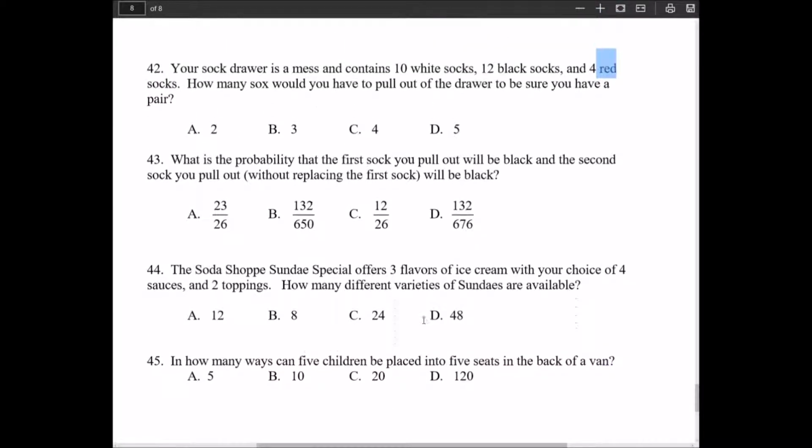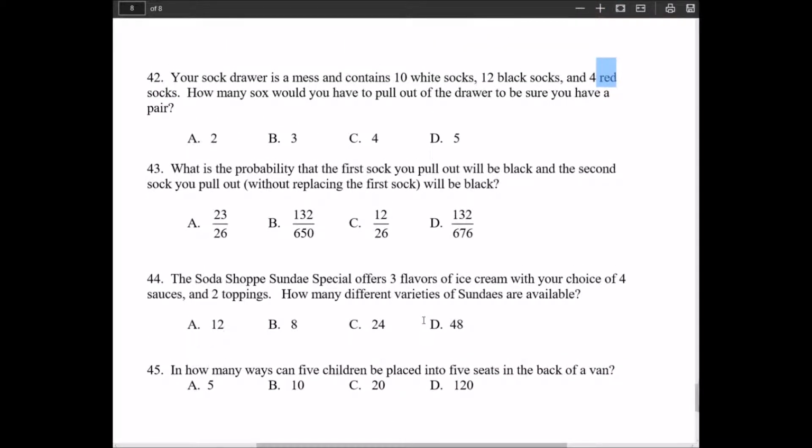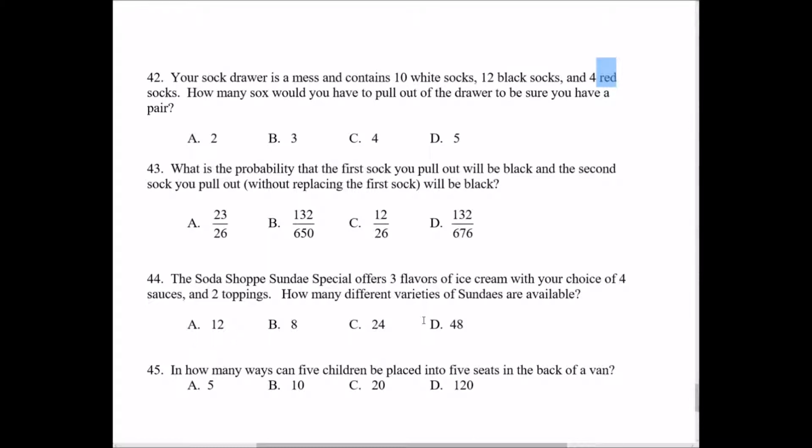Alright, let's move on to 43. What is the probability that the first sock you pull out will be black and the second sock you pull out, without replacing the first sock, will also be black?